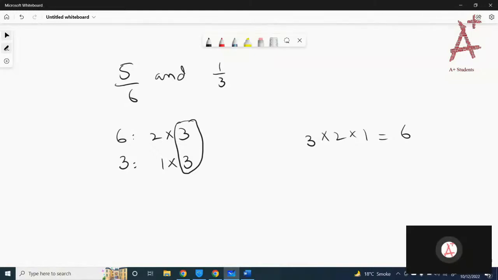The next one is, what is the least common denominator of 5 by 9 and 2 by 3?